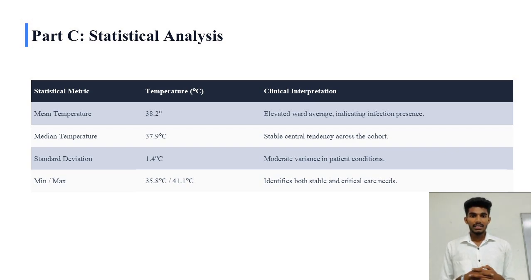We also calculate the standard deviation. This tells us how much the patients' temperatures differ from each other. If this number is high, it means the ward has many different health conditions. Finally, we check the minimum and maximum temperatures to easily find the most critical patients.